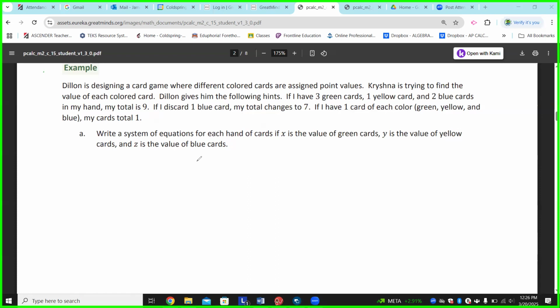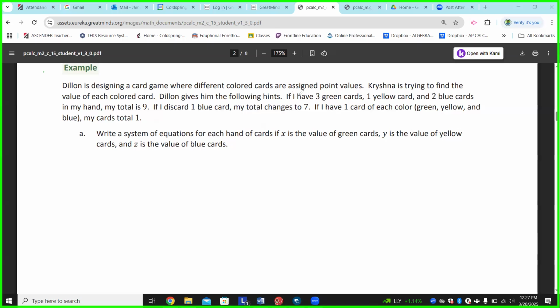First equation should have probably been the easiest. Right? It says Dylan is designing a card game where different colored cards are assigned point values. Can I turn any of those into math symbols? Not quite yet. I don't really know much information other than that. It does say Krishna is trying to find the value of each colored card. Again, can I pull any math symbols from that? No. So it's like unnecessary or pre discussion in a story, right? Dylan gives him the following hints. Anything I can pull from that?